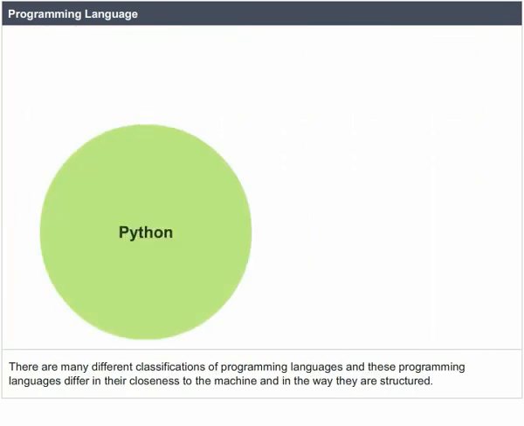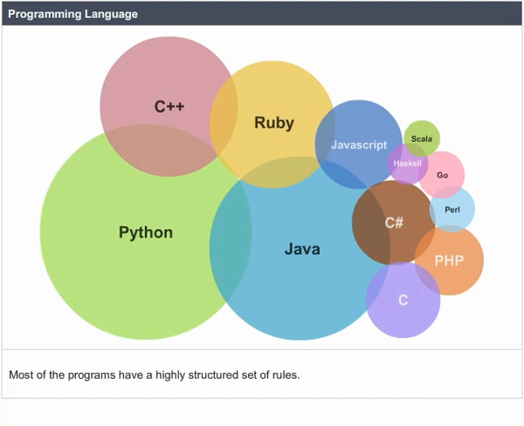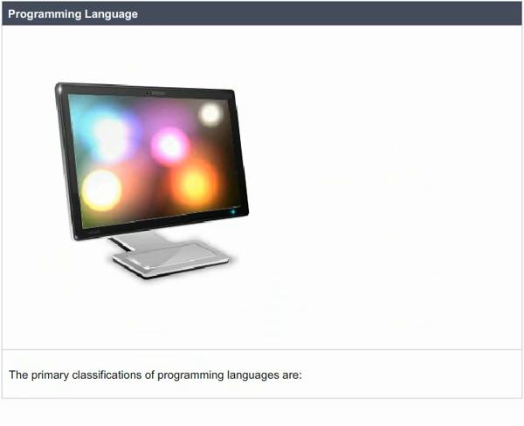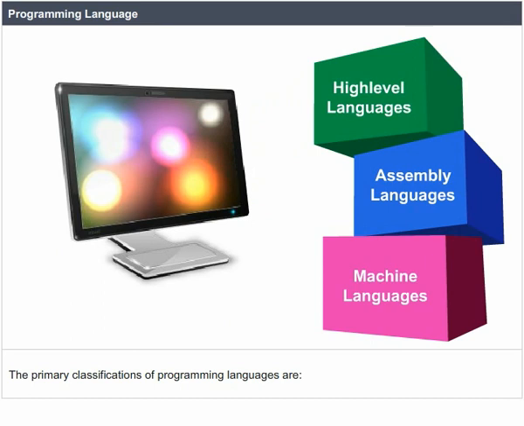There are many different classifications of programming languages, and these programming languages differ in their closeness to the machine and in the way they are structured. Most of the programs have a highly structured set of rules. The primary classifications of programming languages are machine languages, assembly languages, and high-level languages.